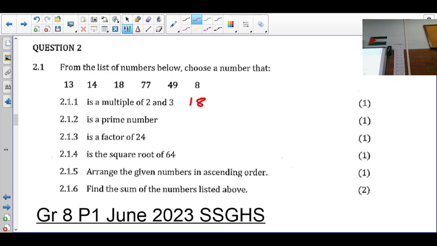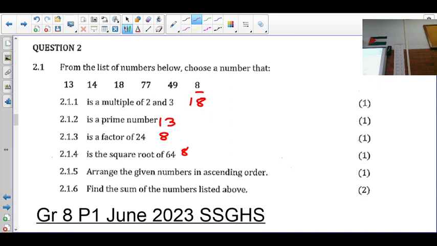Okay. A prime number, 13 is a prime number. Not 14, not 18, not 77. 13 is your only prime number. Okay. Next question is a factor of 24. Factors are numbers that can be divided into 24 without remainder. Not 13, not 14, not 18, not 77, not 49. However, 8 works. It's the square root of 64. The square root of 64 is 8, which is also there.